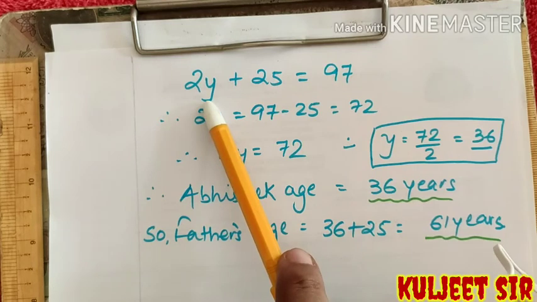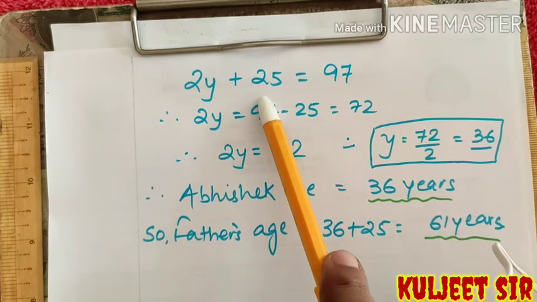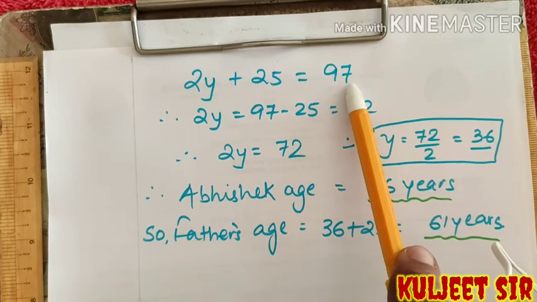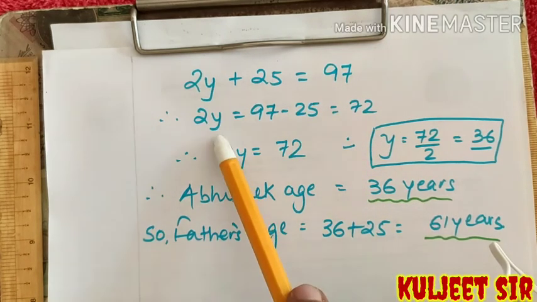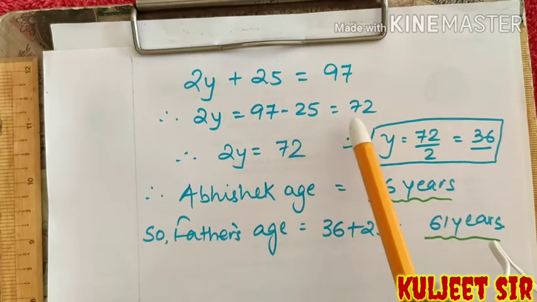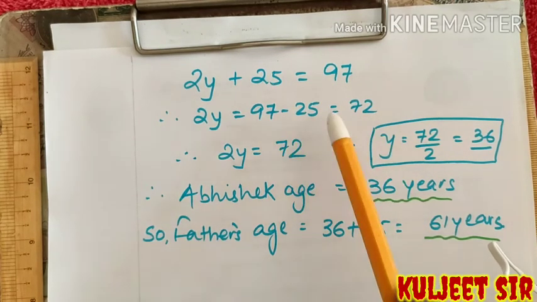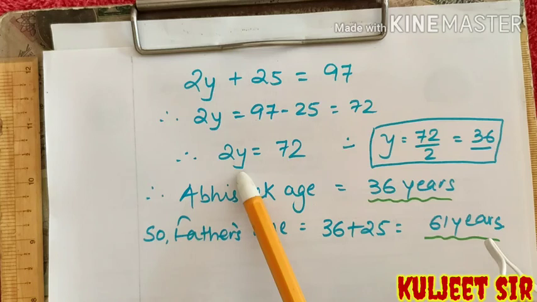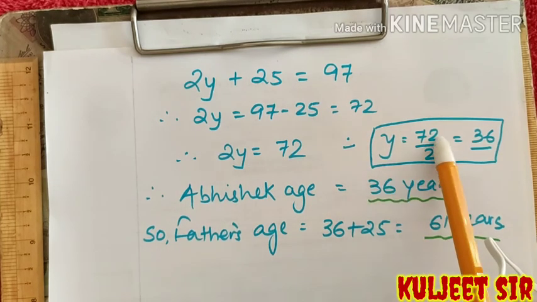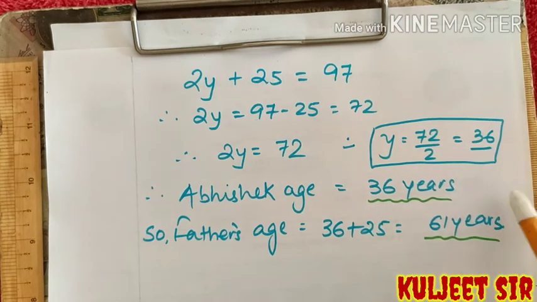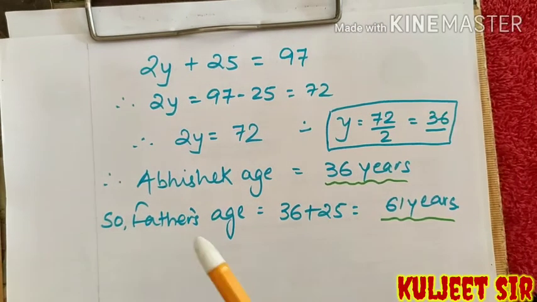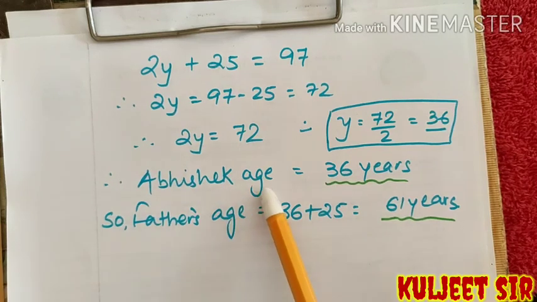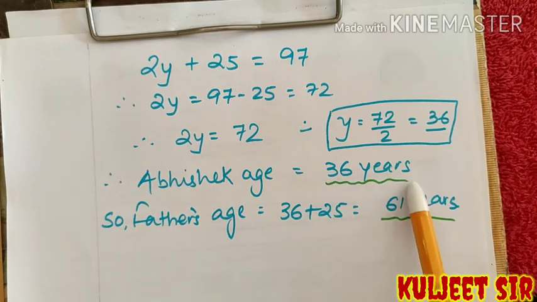When we add y and y, we get 2y plus the 25 here is equal to 97. Again getting the like terms together: 2y as it is, 97 minus 25 will give you 72. So 2y on the LHS, 72 on the right hand side. Now we'll keep y constant here and divide 72 by 2. 2 times 36 is 72, which gives us the value of y. Y is the age of this boy Abhishek, so Abhishek's age is y years, which is 36 years.